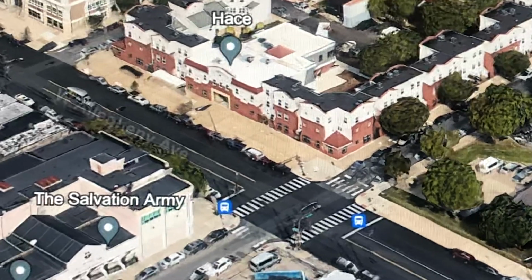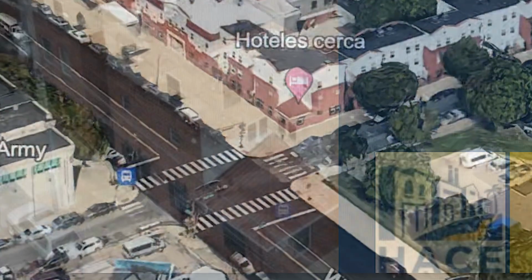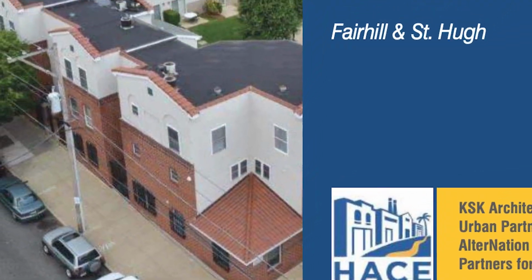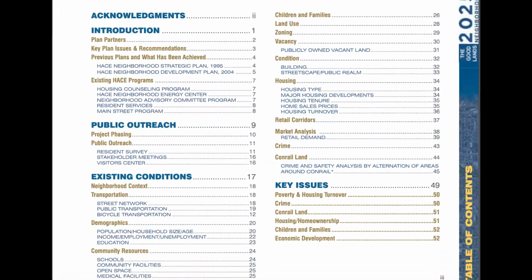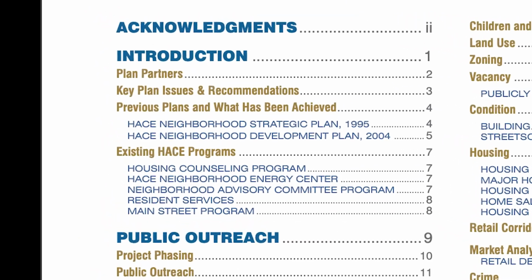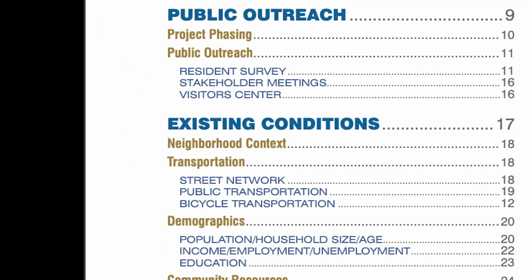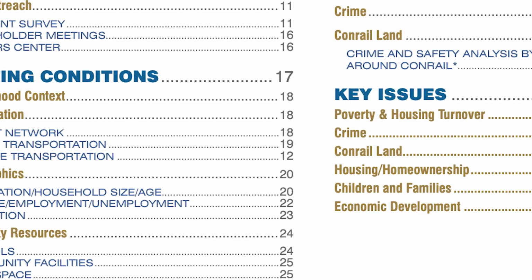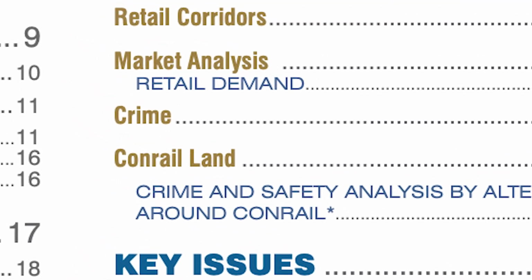One example of technical assistance in planning is the Fairhill and St. Hugh neighborhoods of Philadelphia, the HASE 2025 Neighborhood Plan. Every neighborhood using a Safe Growth strategy will develop a neighborhood plan. Like all plans, it will include public outreach, a list of neighborhood conditions such as housing, transportation, and zoning. But the key to Safe Growth neighborhood plans is that they have crime and safety embedded into the plans.